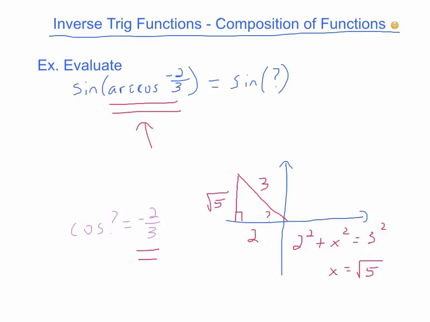And to evaluate the sine of our question mark angle, we can do that by looking at the right triangle we just constructed. So the sine of our question mark angle would be equal to the square root of 5 over 3. And since our right triangle is located in the second quadrant, we know that sine is positive there, so our final answer would be positive square root 5 over 3.